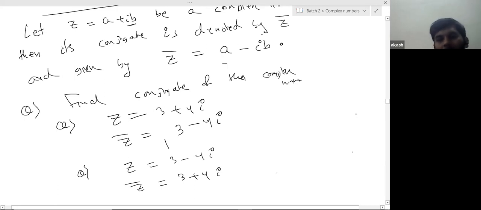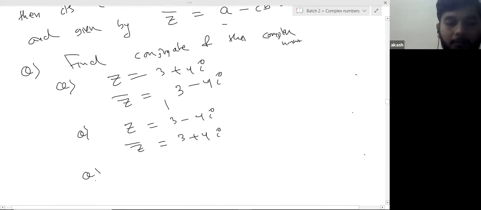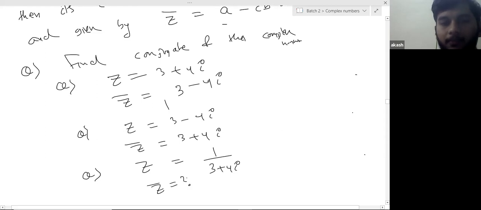But remember that the complex number should be written in a plus ib form, not in any other form. Always convert to this. So if I give you a question, z equals 1 plus 3 plus 4i, please try to find this answer. Z bar you have to find. I'll give you 2 minutes.